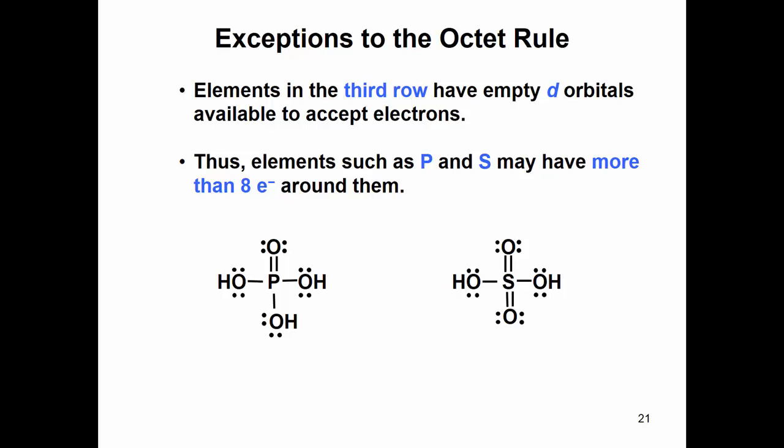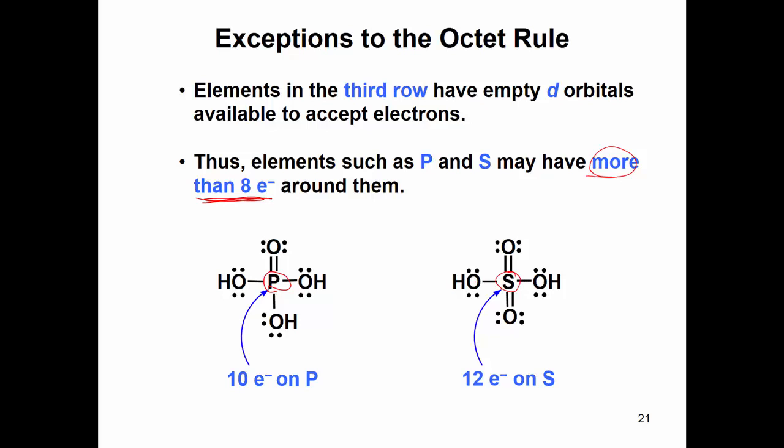Elements also in the third row have empty d orbitals that can be available to accept electrons. So phosphorus and sulfur can also be exceptions, but they have more than 8 electrons around them. So if we look here at this phosphorus, we have 10 electrons around it, 2, 4, 6, 8, 10, and this is sulfuric acid here, H2SO4, and it has 12 electrons around it.